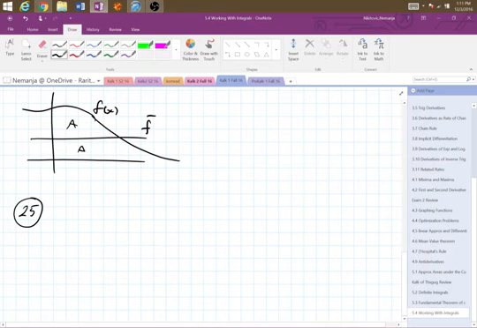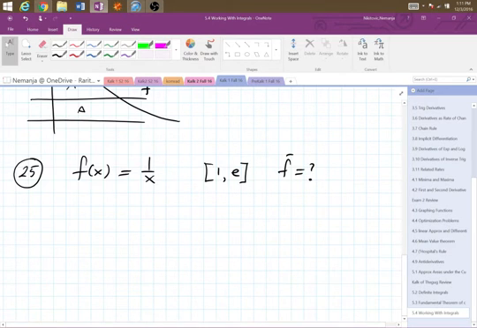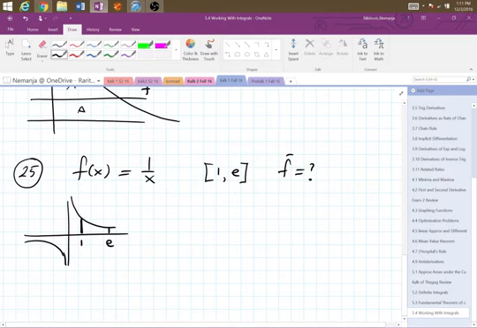25. The function is f of x equals 1 over x, and we would like to find the average on the interval 1 to e. So what's the average? Well, obviously we just plug everything into the formula and compute. But conceptually, 1 over x, right there, this is 1, and this is e. We are looking for a value somewhere in there that will give me the areas to be the same.